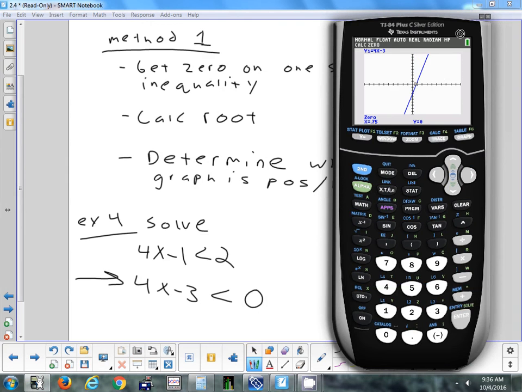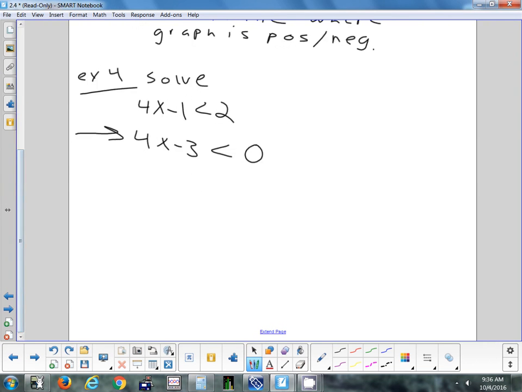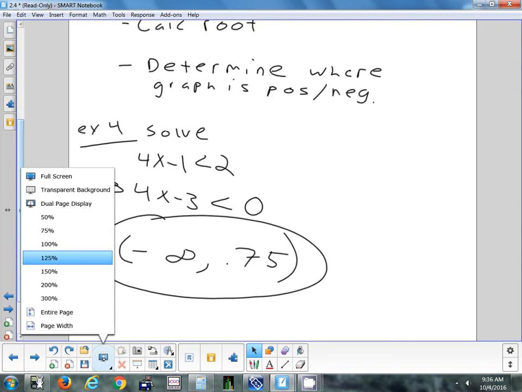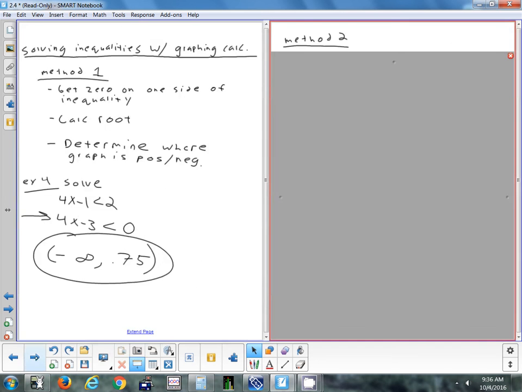Okay, now do I want to include 0.75 in the answer or no? No, because it's strictly less. Okay, so the answer is everything from negative infinity up to and not including 0.75. Okay, that's the first method on the calculator. Could you go up? Okay, any questions on that first method?